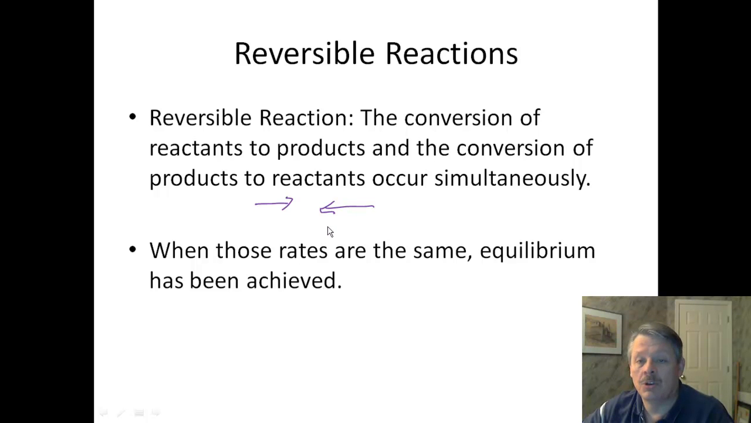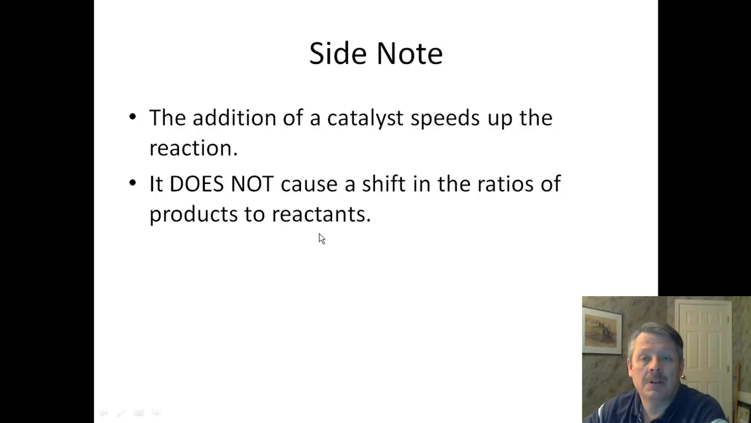Now, you don't achieve equilibrium immediately, but once those rates are the same, once they've balanced out, equilibrium has been achieved. Now, let me make one side note here. The addition of a catalyst speeds up the reaction, but it does not cause a shift in the ratios of products to reactants. In other words, just because it happens faster, that simply means it gets to equilibrium faster, but it didn't make equilibrium change.